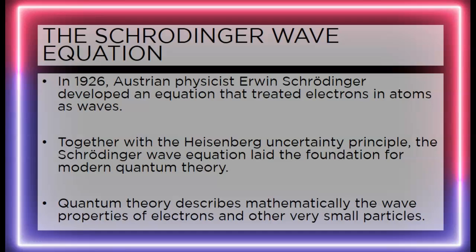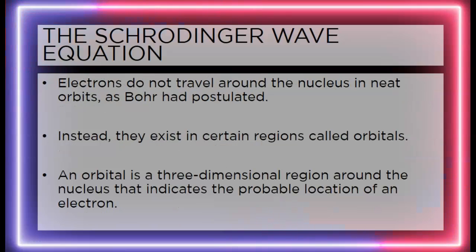So what we did do with this is now we know that the atom is not really like the solar system. It doesn't travel in those neat orbits around the nucleus. Instead, they're in these odd shapes we're going to look at called orbitals, which is literally just a three-dimensional region around the nucleus. It indicates the probability of where that electron is located.